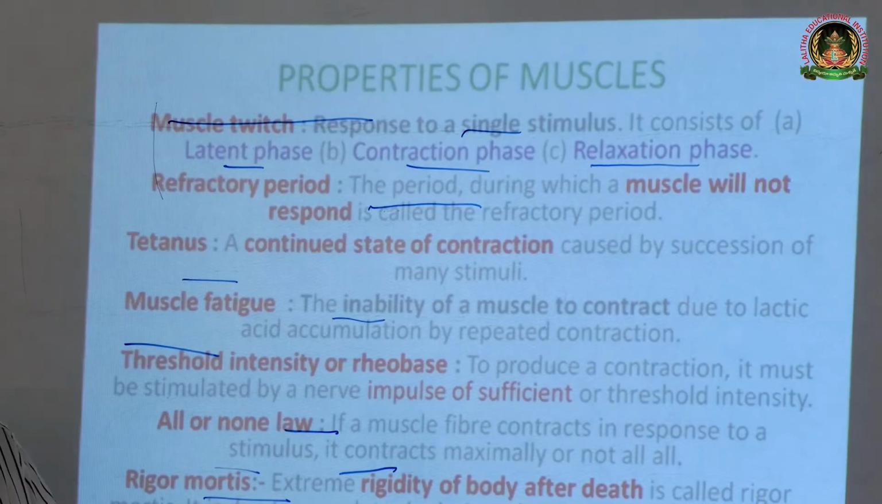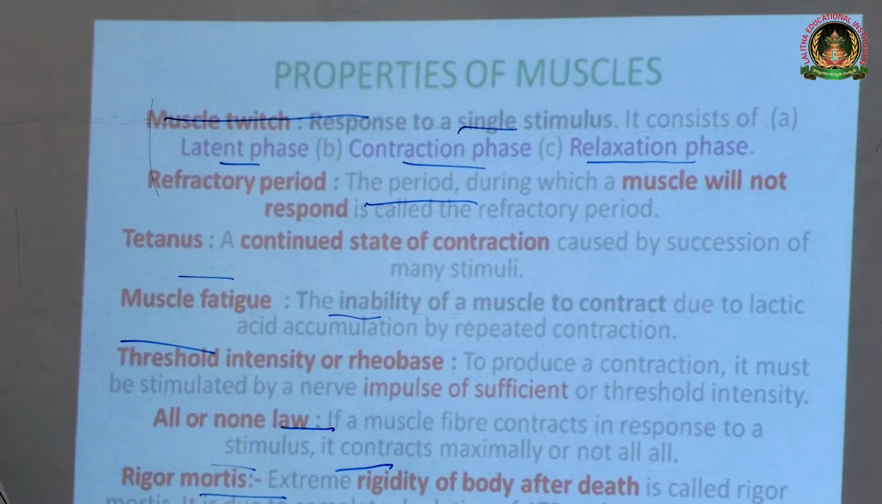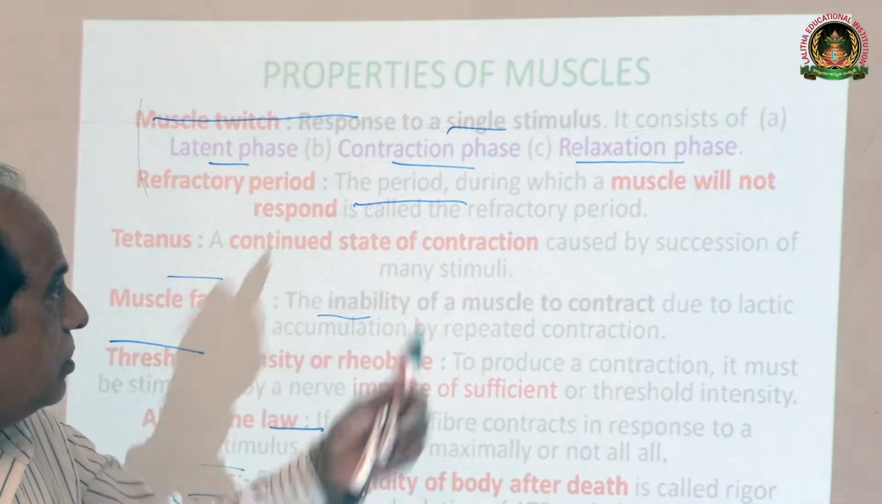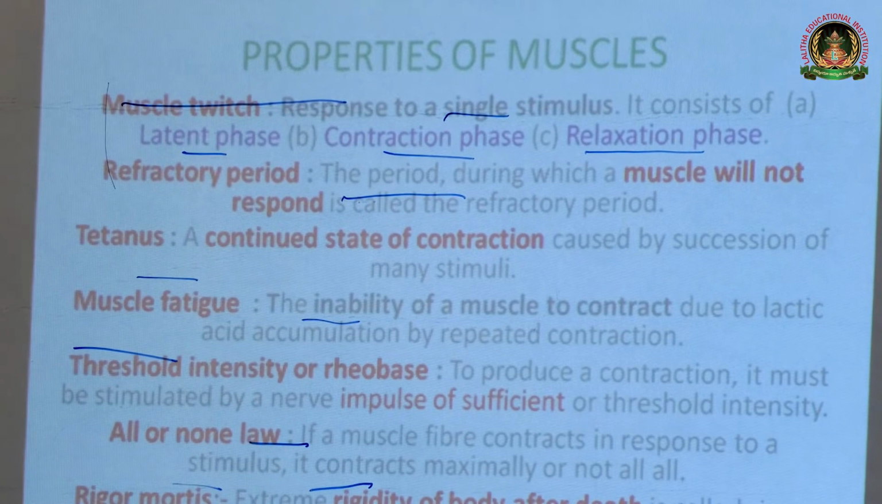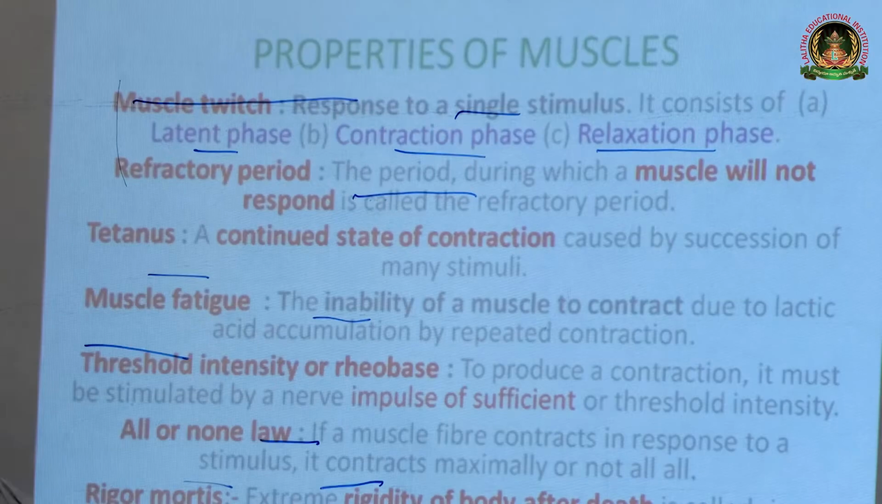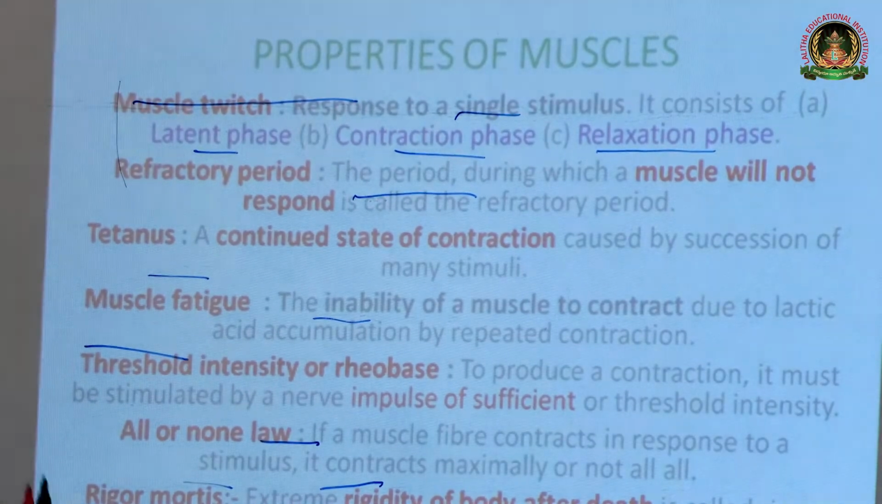Then refractory period. So, the time interval between one contraction and another contraction. So, the period during which a muscle will not respond. Only after completion of one contraction will the muscle contract again. That particular period is the refractory period.